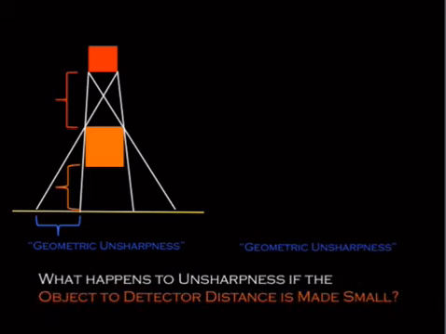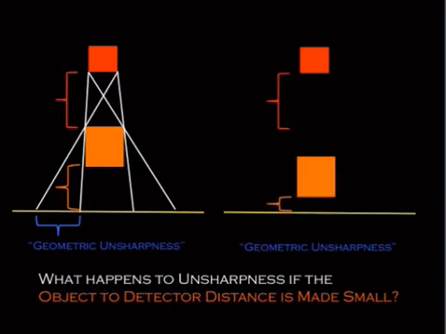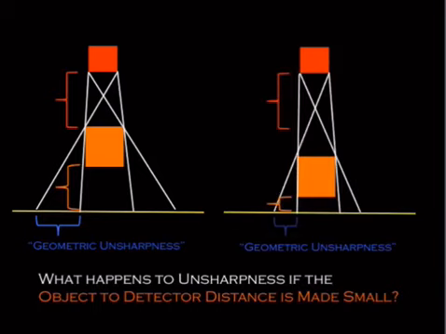So what happens if the object to detector distance is made small? Make a change right there. Again, draw it out and see what happens. Notice that it's decreasing there also.